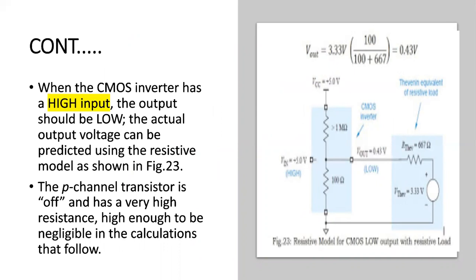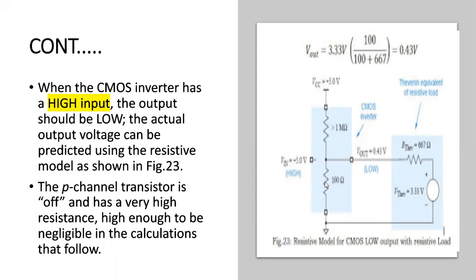But in this case, we are connecting the load resistors. Because of that load resistance, it loses some voltage. So how much output voltage are we getting here? For high input, what happens? The PMOS transistor will be off and the NMOS transistor will be on.